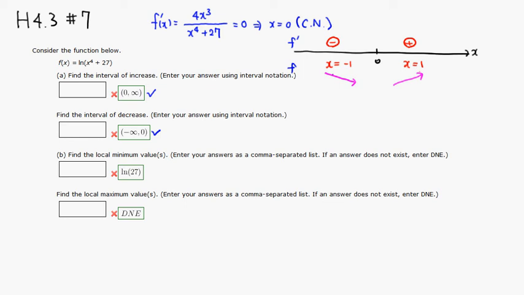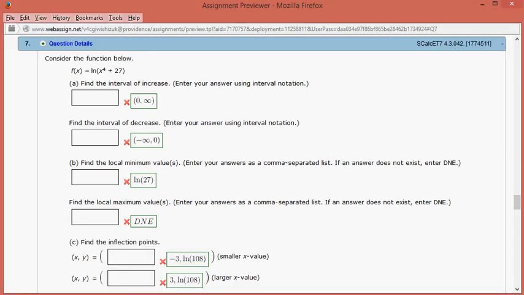You can see that decreasing turned into increasing, so we know that definitely you're going to have a local minimum there. So f of 0 is natural log of 27. That's what we got there. And for the local maximum, you can see that this function just keeps on increasing, so there is no local maximum; it does not exist. So let's go to part C.